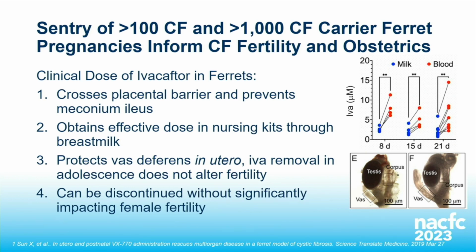So if you have CF activity in utero, the vas deferens is produced properly, and the males are actually fertile for the rest of their life, even after removal of ivacaftor or CF activity. We actually use pancreatic insufficient males as our major breeders at this point, because we've shown over and over again that once they get through in utero, they're actually fertile the rest of their life.